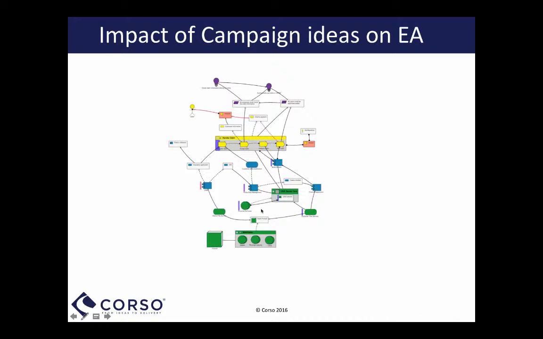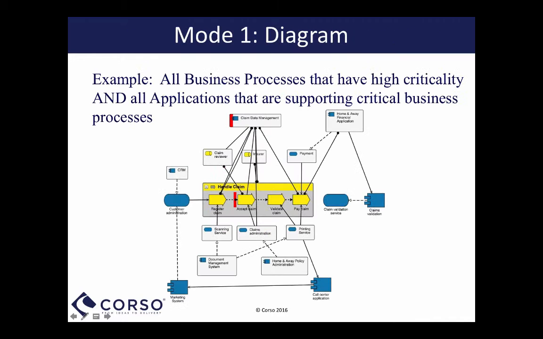Again, I'm using some heat map elements here to exploit some of the Mode 2 and Mode 1 elements. As we drill down further into this central section, I've got a diagram that represents my Mode 1 element. So I can say all my Mode 1 elements are going to have high criticality. They're going to support business critical processes. So this is the core.